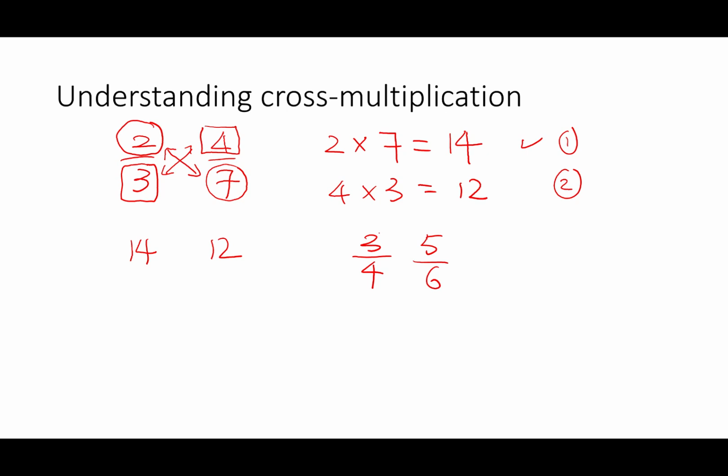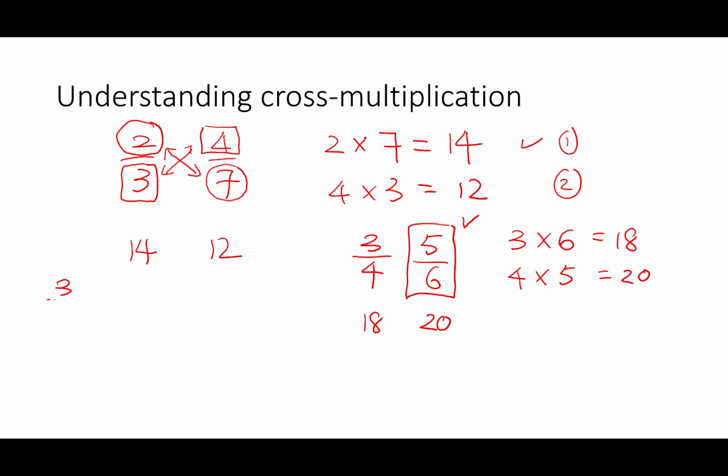First of all, we take the numerator of the first fraction, which is 3, times the denominator of the second, you get 18. And then we do the denominator of the first multiplied by the numerator of the second, we get 20. So we put 18 here and 20. Now 20 is larger than 18, so therefore 5 over 6 is larger compared to 3 over 4. So cross multiplication works for comparing two fractions at a time.